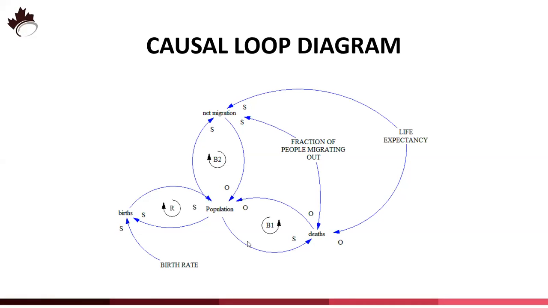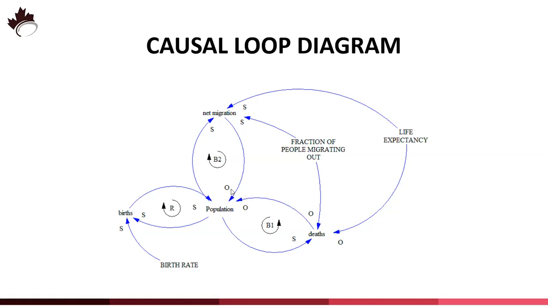This is a causal loop diagram for the model we just built. The loop polarity is shown. The variables are connected by arrows, and the polarity is either S for the same or O for the opposite. For example, in this case, if life expectancy goes up, the net migration will go up, and if it goes down, the net migration will go down. Similarly, if the population goes up, the births will go up, and if the births go up, the population will go up. So S means they're moving in the same direction.